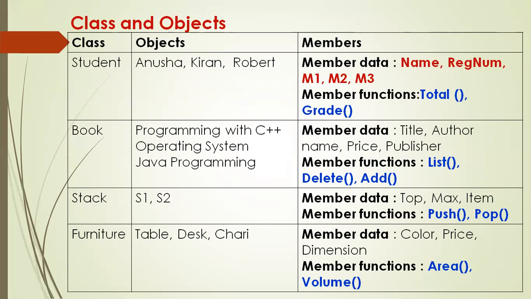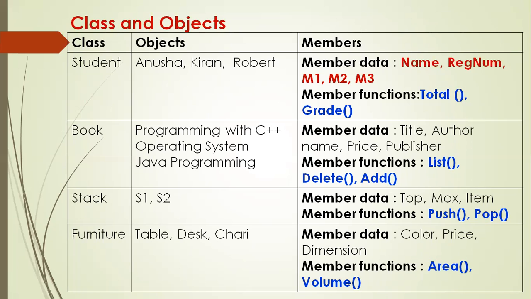Let us take the second example, book. And the examples of books are Programming with C++, Operating System, Java Programming. So these three are the objects of the book class. The member data of a book are title of the book, author name, price, publisher. And the member functions are listing the books based on the author, or listing the books based on the publisher, listing the books based on the title, etc.